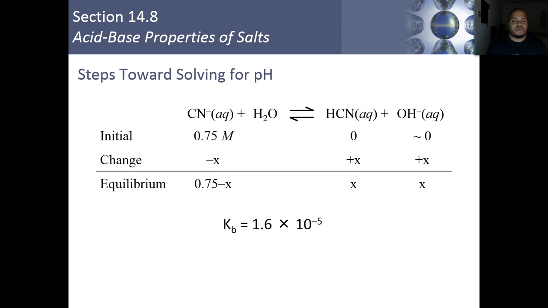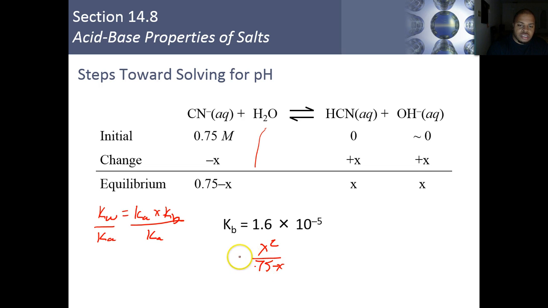So, ice table, here we come. Initial concentration is 0.75. We know that this remains constant. We can find our Kb value by doing just what we did before. Kw equals Ka times Kb. We divide both sides by Ka, and we come out with a Kb value of this. So, how do we solve? We're going to go x squared over 0.75 minus x equals 1.6 times 10 to the negative 5.